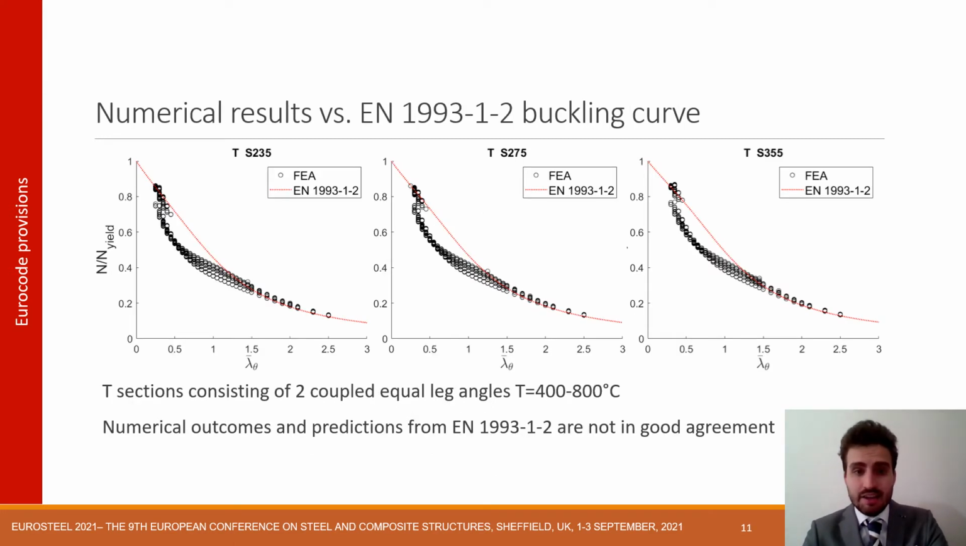And in this slide, you can appreciate what we obtain if we superimpose the Eurocode buckling curves prediction to the numerical results shown in the previous slide for T sections. In general, numerical outcomes and predictions from the Eurocode are, as you may see, not in good agreement.